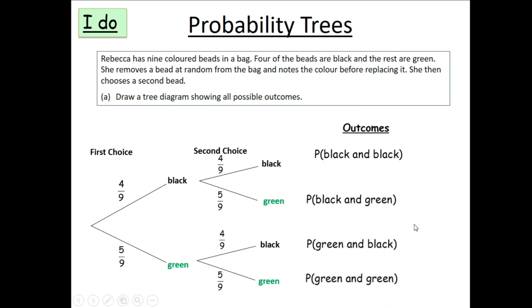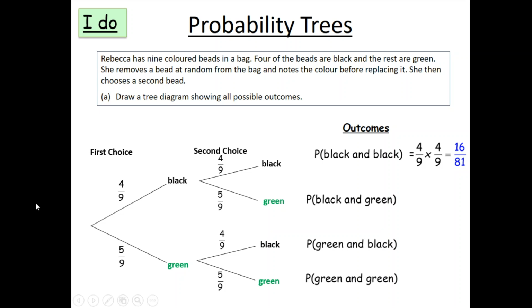Okay, so now the next part is when you go along these branches you need to multiply. So the probability of getting black and black is 4 over 9 multiplied by 4 over 9, which is 16 over 81, and you don't simplify these.